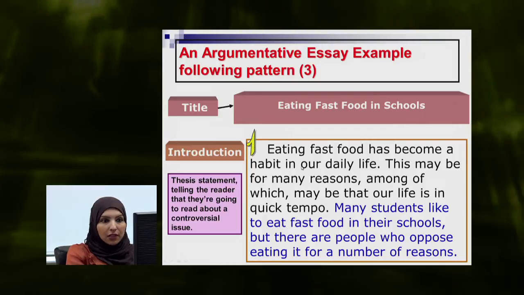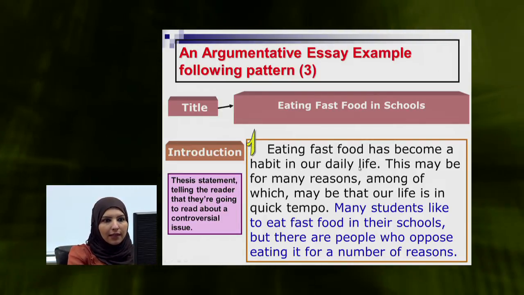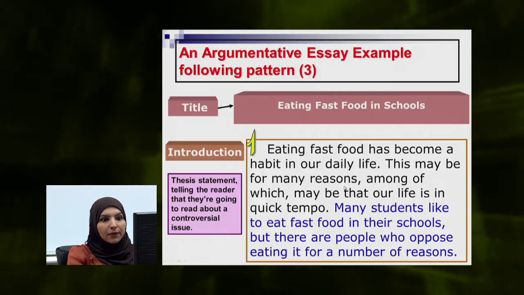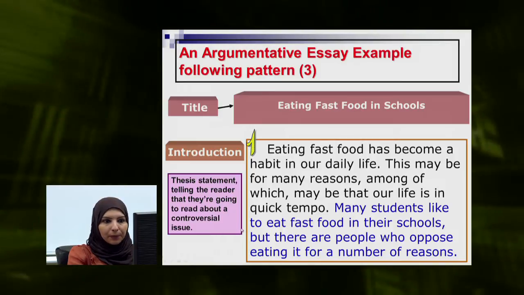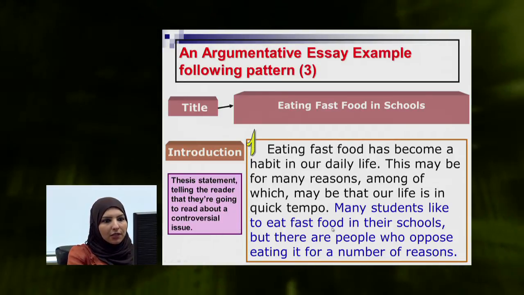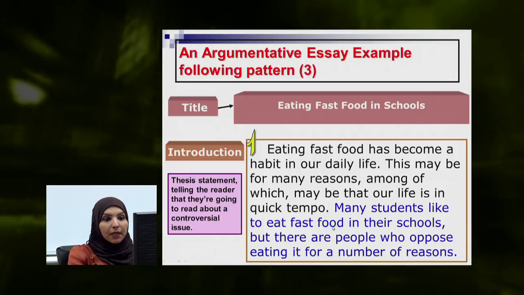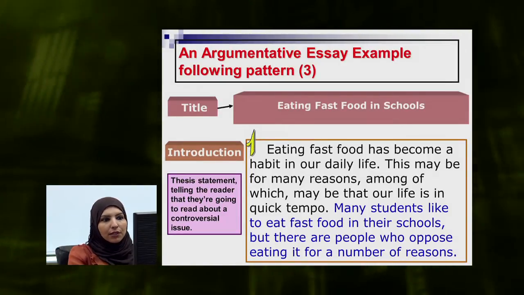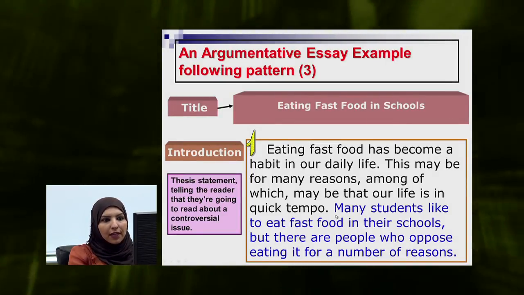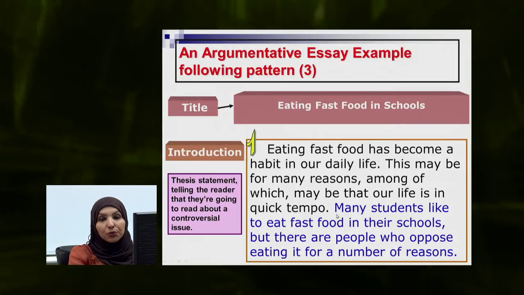Eating fast food has become a habit in our daily life. This may be for many reasons, among which may be that our life is in quick tempo. Many students like to eat fast food in their schools, but there are people who oppose eating it for a number of reasons. Once you look at this introduction, you will find that people are divided into two groups. For example, there are students who like to eat fast food. However, there are other people who oppose this issue for a number of reasons.